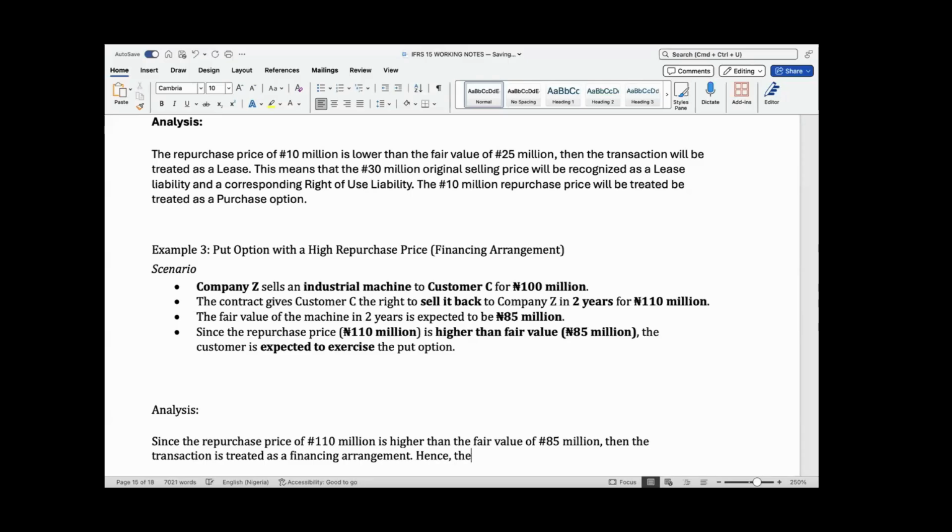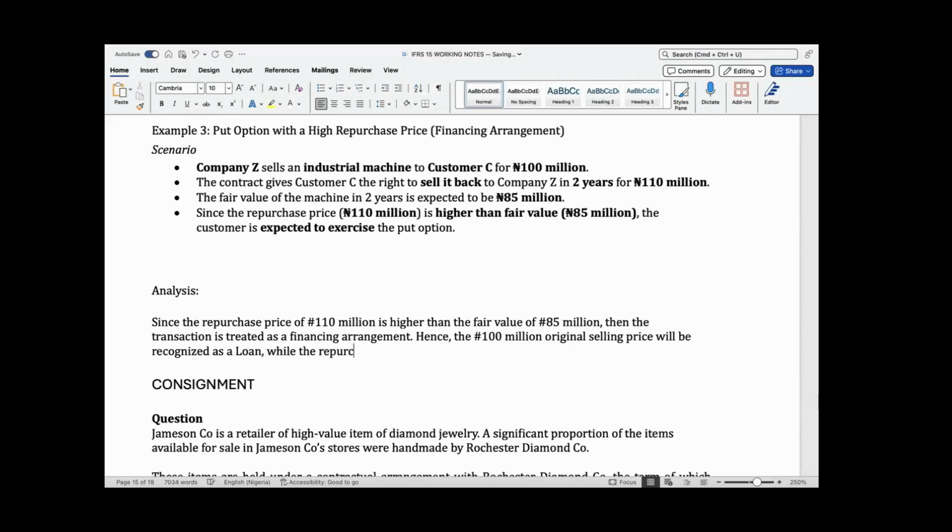Hence, the 110 million. The original selling price is 100 million. Okay, the 100 million original selling price will be recognized as what? As a loan.